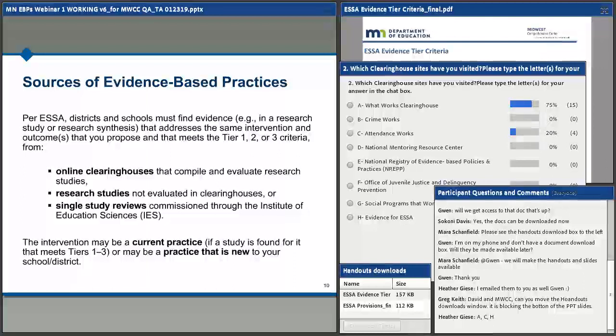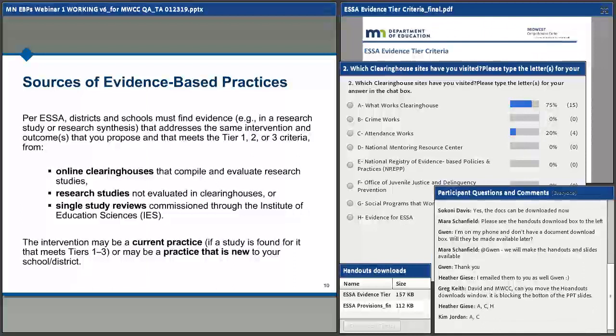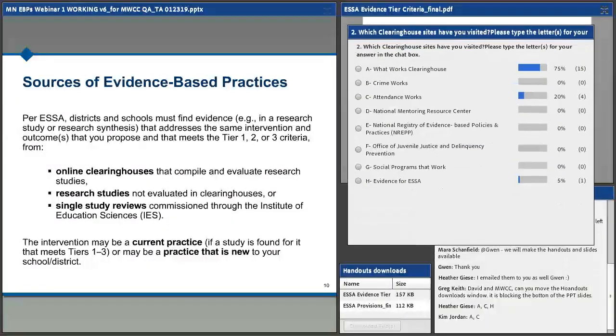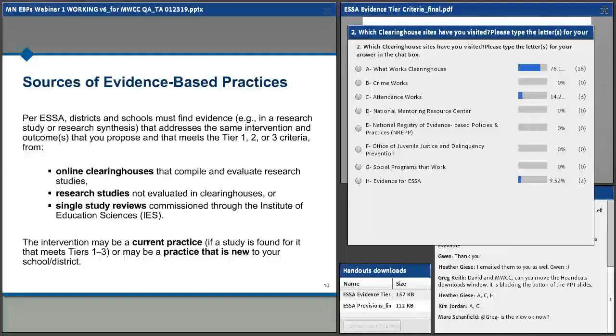And just looking at our poll results, interestingly, about three-quarters of you have already used What Works Clearinghouse. So that's a good sign. So this won't be crazy, and it won't be completely over your head, but hopefully we'll give you a few clues to using it that will really help you dial into what meets the evidence tiers.